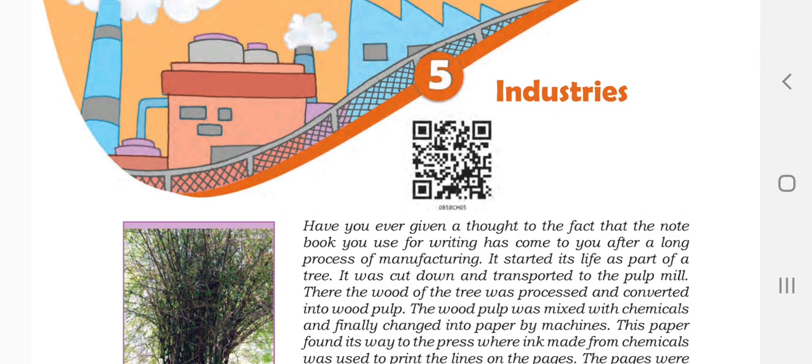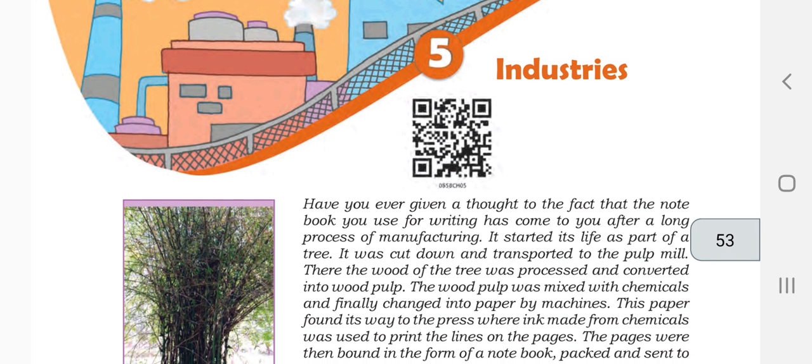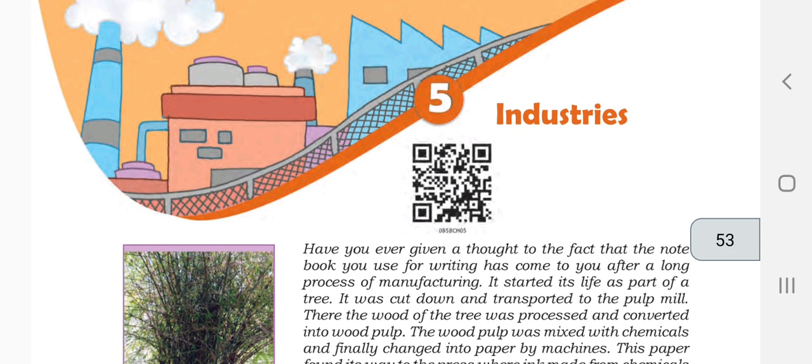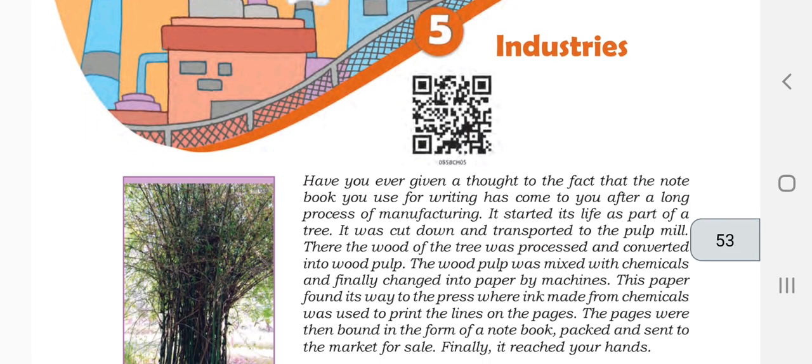Good morning, students. Today we'll be doing the geography of fifth chapter, industries. We have heard this word industries, where on a larger scale a lot of production is done through a lot of advanced machines, and it is sold to different companies and to the retailers.